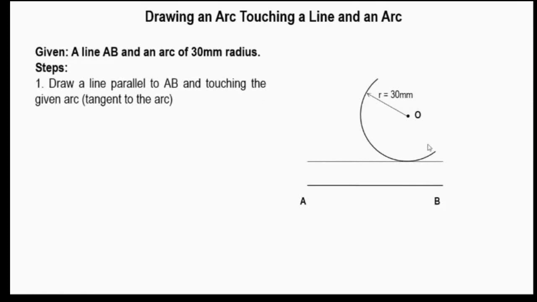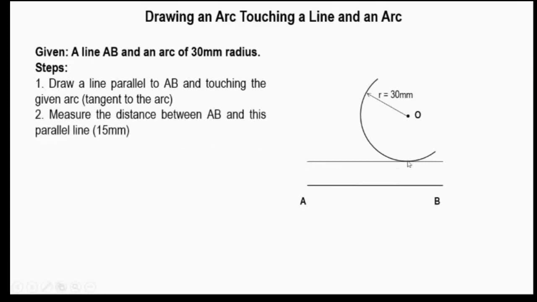First, draw a line. Again, this line should be thin and light. It is parallel to AB and touches this arc at this point. Now measure the distance between AB and this parallel line. I am assuming it to be 15 millimeters. It can be any distance. Because the arc is given to us, a straight line is given to us, there can be any distance. I am assuming it to be 15 millimeters.